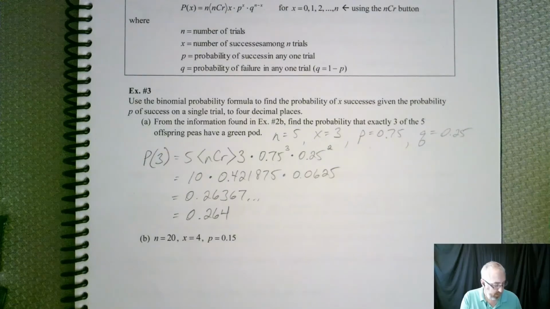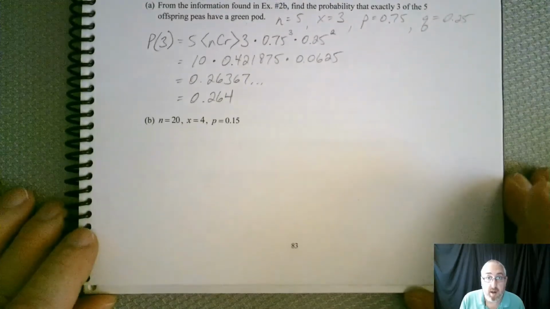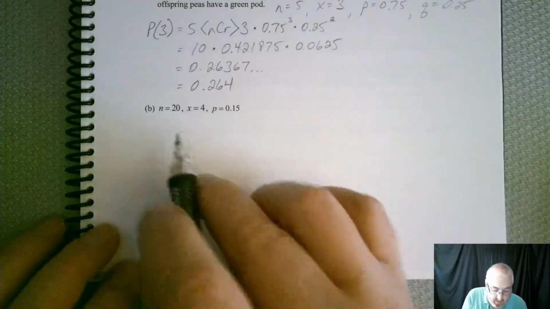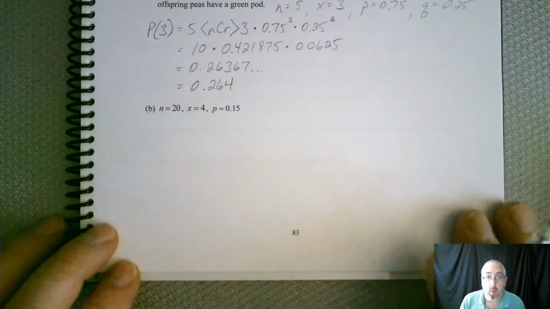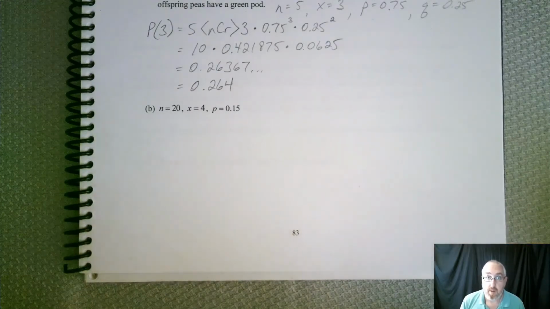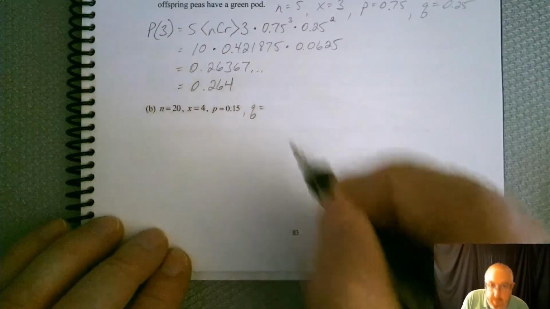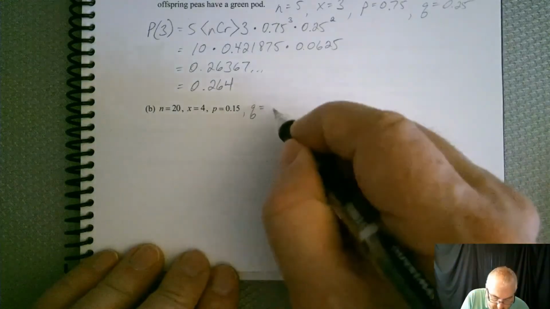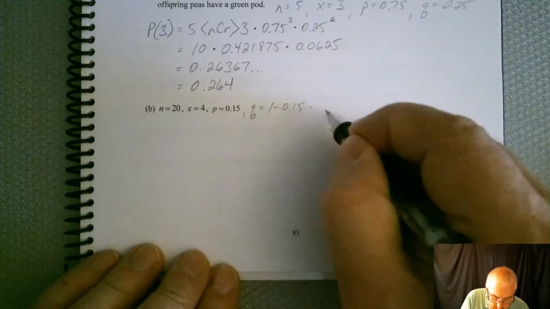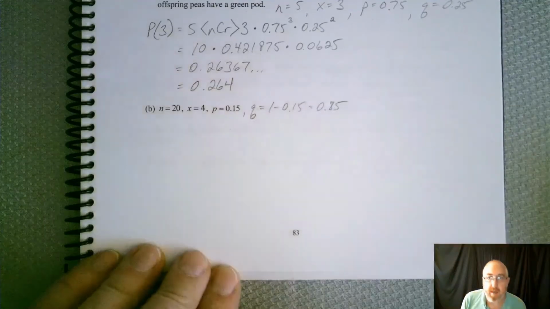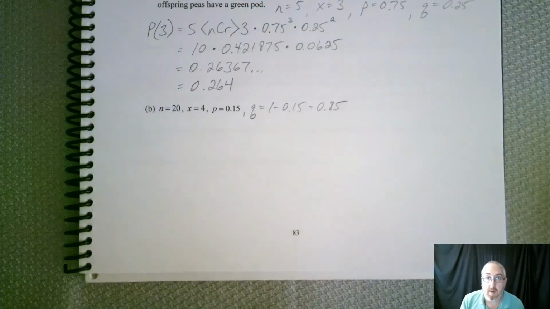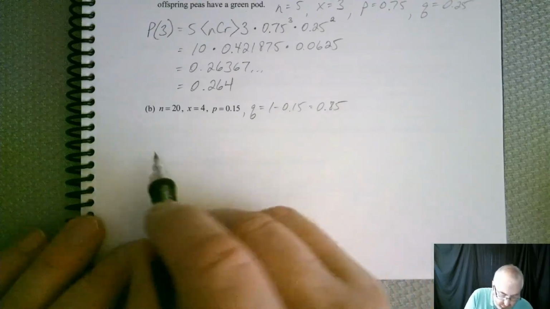So let me shut that one off. And so now let's do it again. Let's try it for another problem. So we got n is equal to 20, x is equal to 4, p is equal to 0.15. So now the one thing we really need before we can get rolling is what? What are we missing? Yeah, we're missing q. You got to have q. Always have your p's and q's. So in this case, let's do our 1 minus 0.15. So it should be 0.85. All right, so now we've got all of our variables identified. So let's plug everything in.